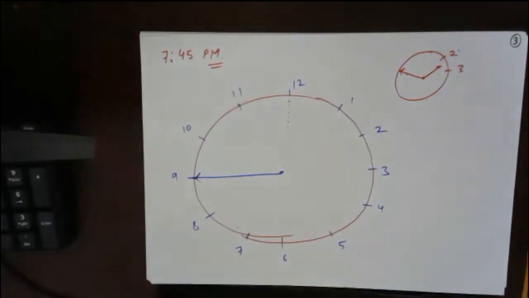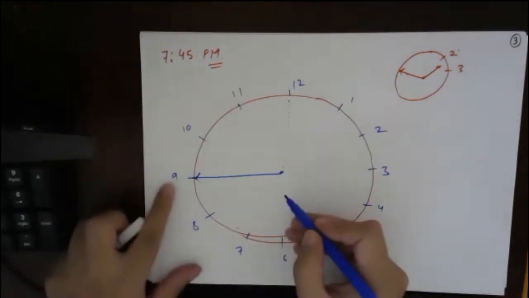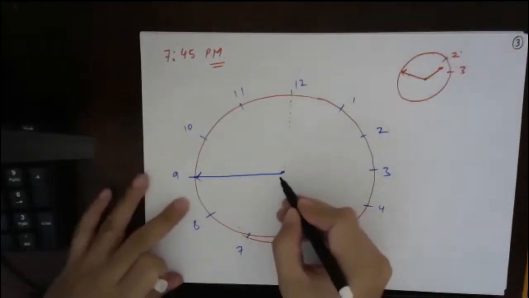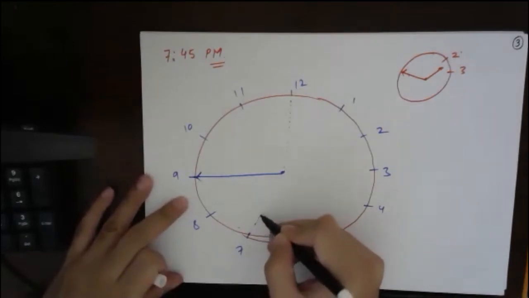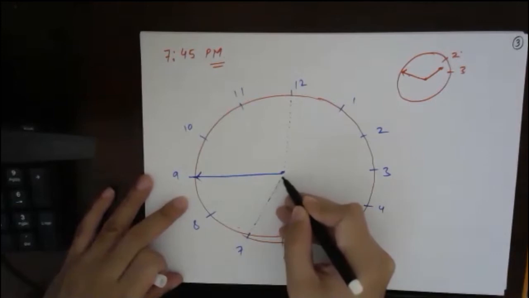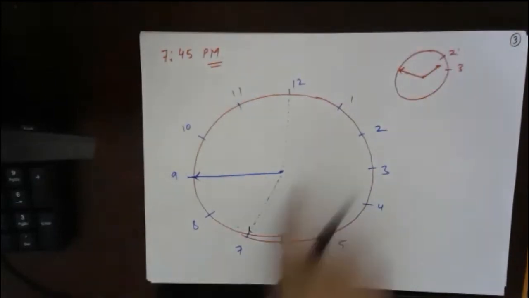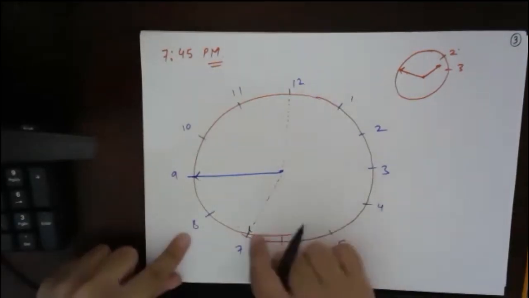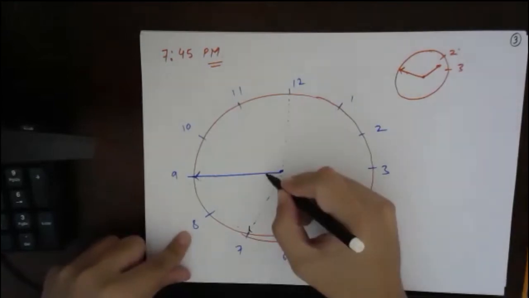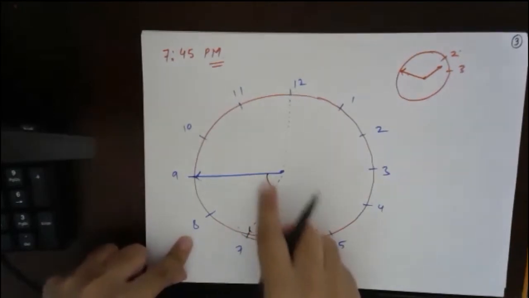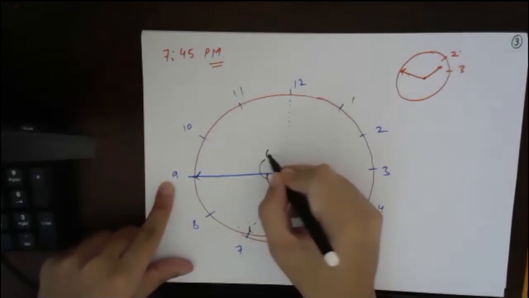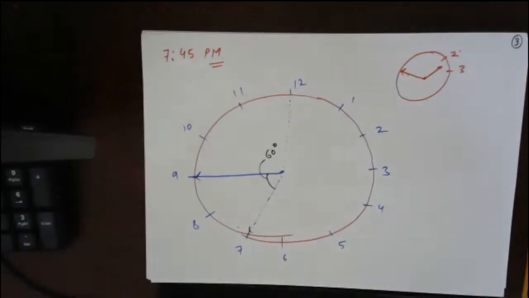Fine. Now suppose exactly at 7 p.m. the hour hand was supposed to be at 7, right? So what would be the angle between these two right now? 60 degrees, 30 plus 30. So this was 60 degrees, right? Very good.